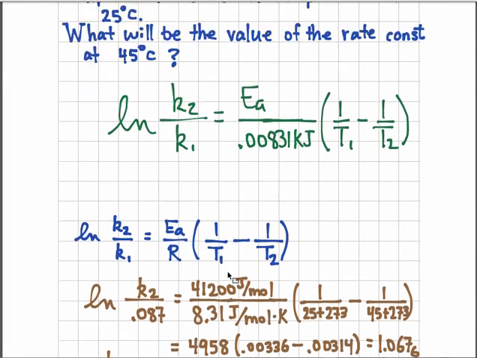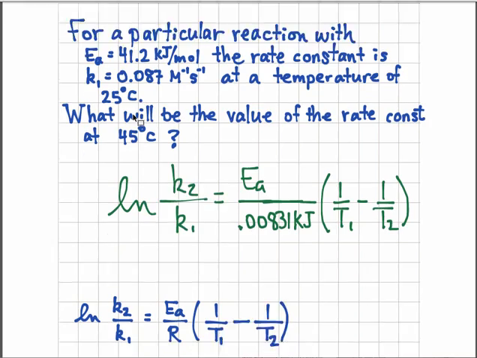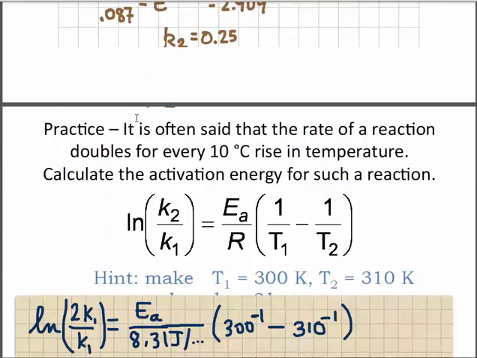Does that make any sense? 0.25. So if I warm a reaction from 25 to 45 Celsius, the constant K1 should get larger from 0.087 to 0.25. Yeah, that makes sense to me. It's about right, I guess.